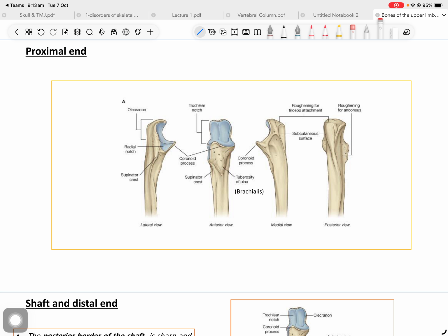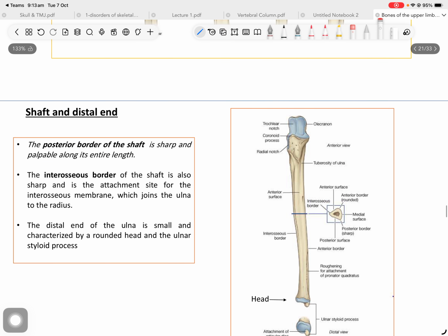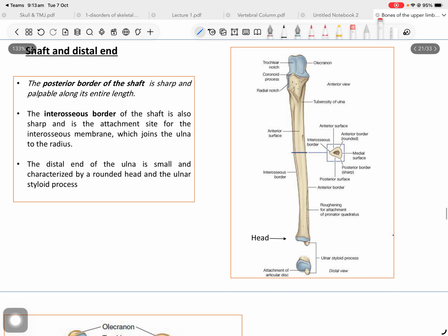Let's have a look at the shaft. What is the one thing we know about the shaft? The same border we saw on the radius. We call it the interosseous border, for the attachment of the interosseous membrane. For this bone, I will find it at the lateral side of the shaft of the ulna.